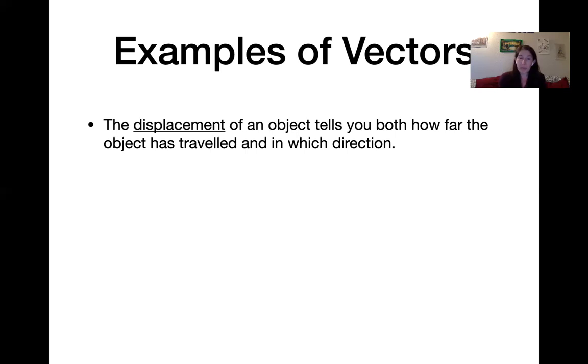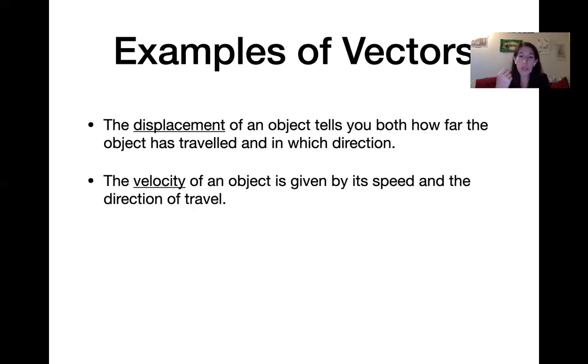The displacement of an object tells you both how far the object has traveled and in which direction, right? So it's not just that I went from home to the office, which I can't do these days, it's not just that I went from home to my office, and that was 4 miles away, it's that I went south 4 miles to get to the office. So the displacement tells you both the total distance and the direction in which I moved.